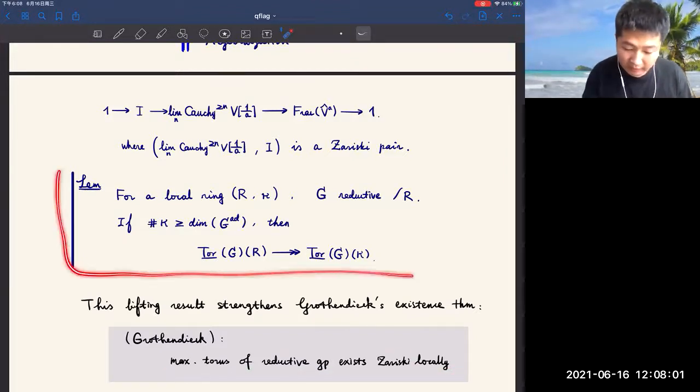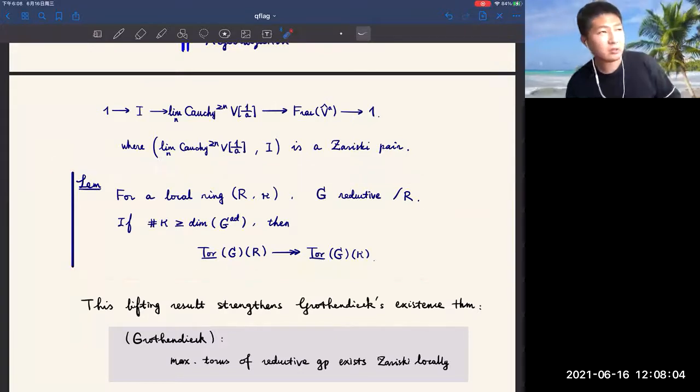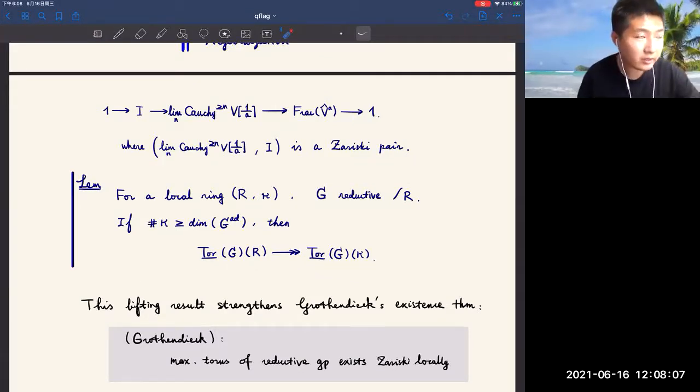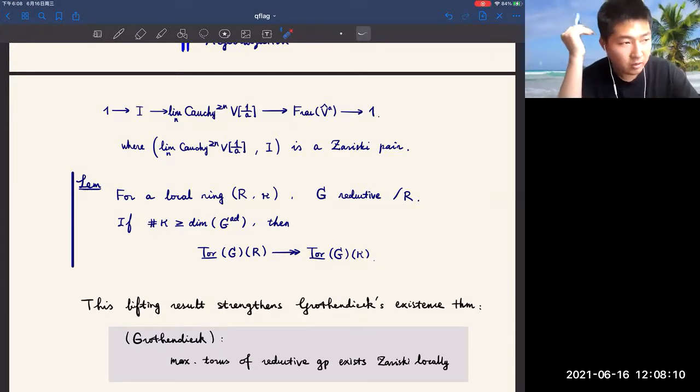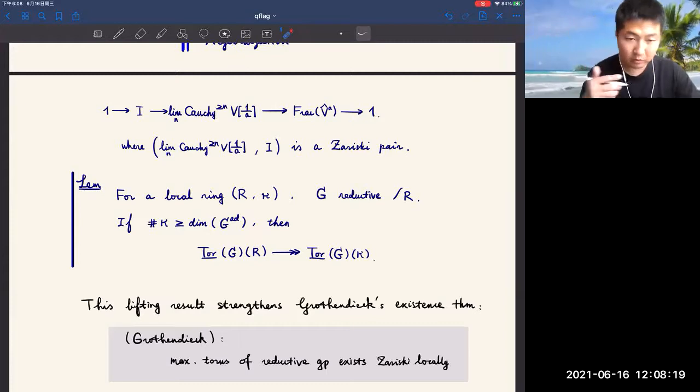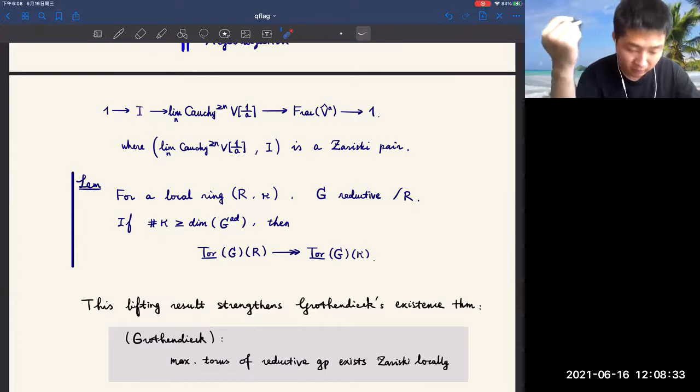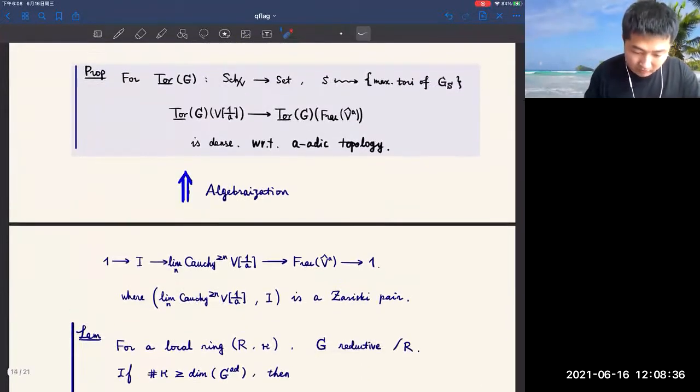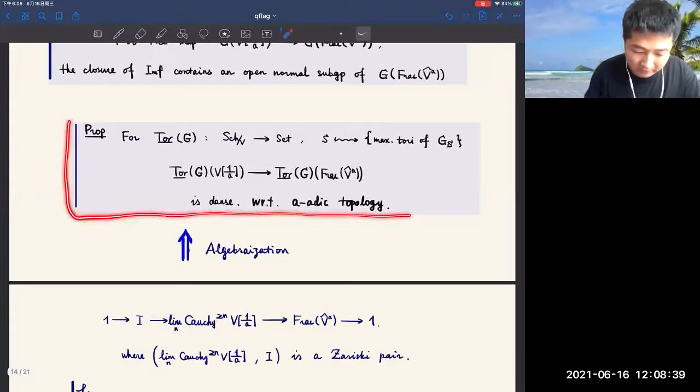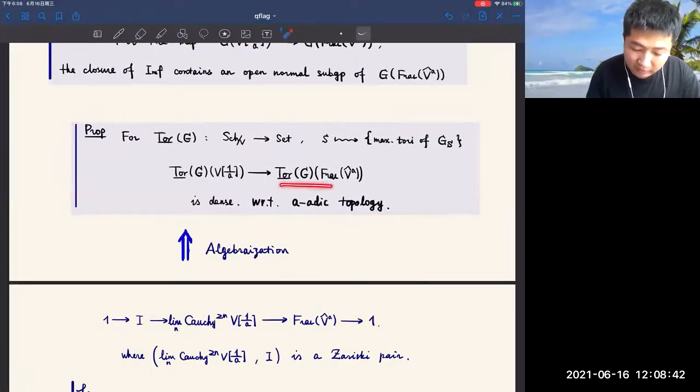So for this lemma, in fact, we need to try to generalize the notion of regular section and the regular locus, and in fact the regular locus is open, so somehow we can extend the regular section, and in fact the regular sections correspond to maximal tori, so by lifting regular sections we can lift the maximal torus, and then we can prove this proposition. In fact, this proposition. I'm confused.